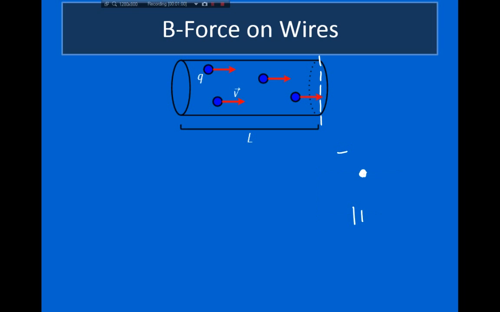And now the trick to calculating this is realizing that if I have a charge over here on the left end of this wire, so let's say this is this charge Q and it's right on the edge of this wire, because all of these charges, we're assuming that all of these charges are moving at the same speed.